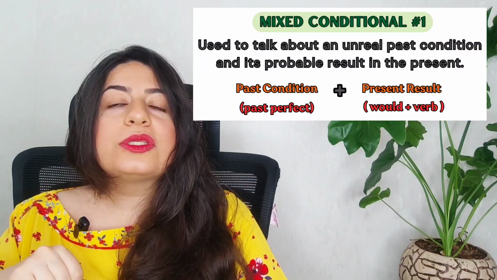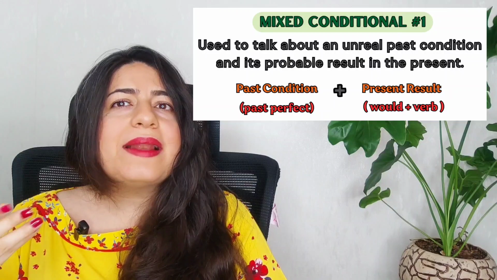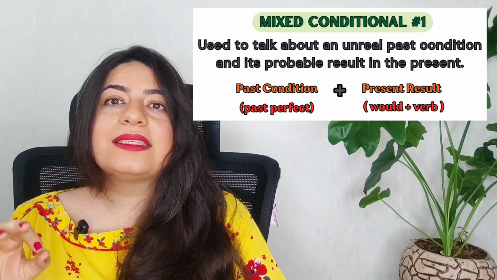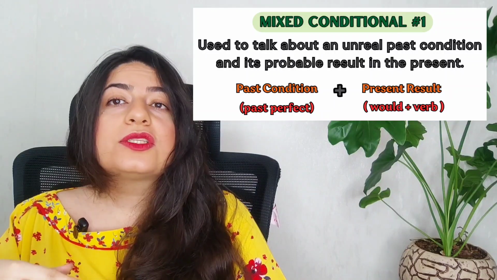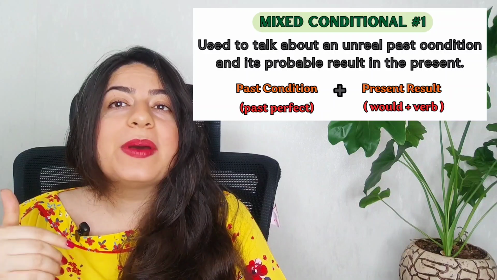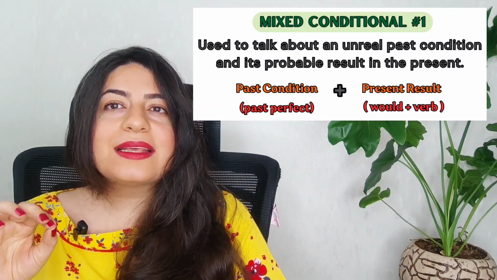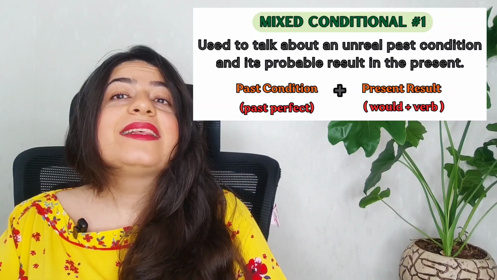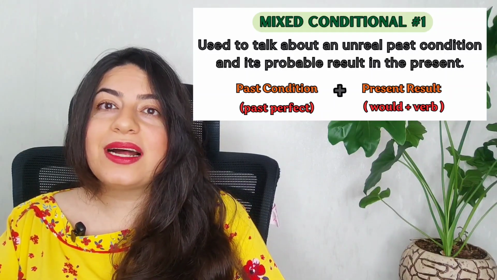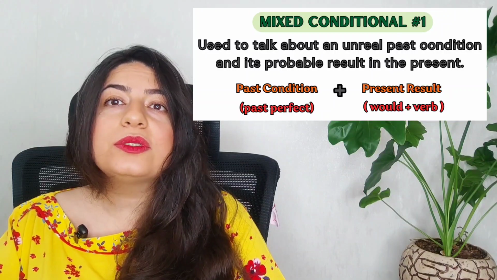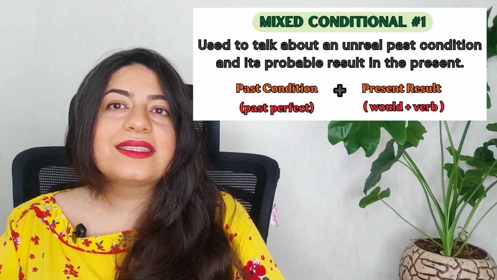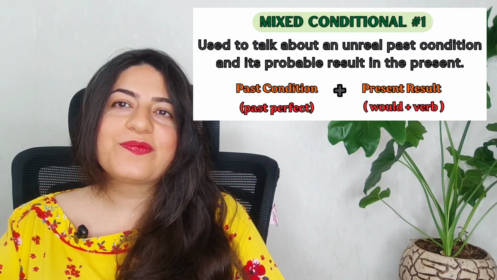We're gonna use this to talk about an unreal past condition and its probable result in the present. So for the past condition, we're going to use the past perfect. This is like the past condition in the third conditional, plus the present result, in which case we're gonna use would plus the verb, as the result in the second conditional.